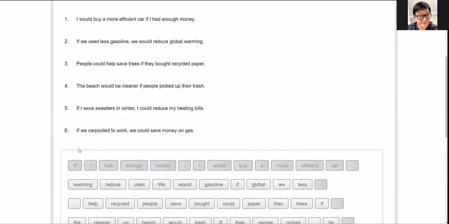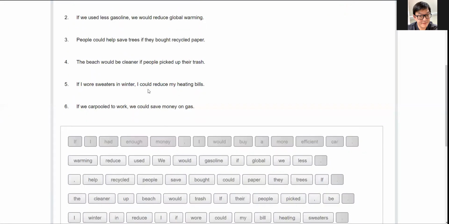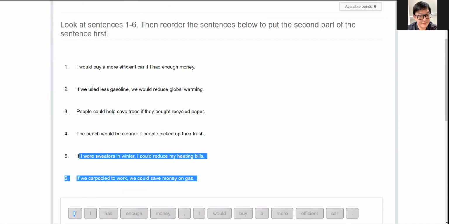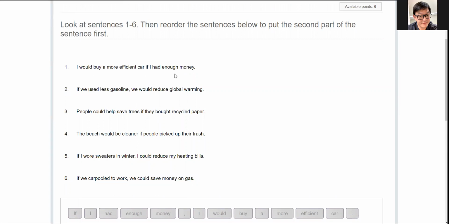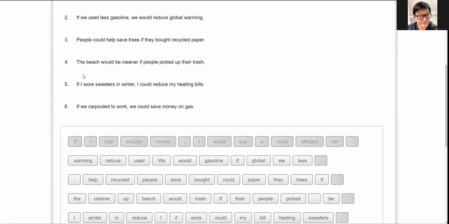Oh my, look what I have here. I have just to connect, okay? Oh my goodness, this is so complicated. So this one is already done. Number 1 is already done. Let me do number 2, okay? So if we used less gasoline, we would reduce global warming. So what the exercise is asking me to do is this. Oh, I have to reorder here.